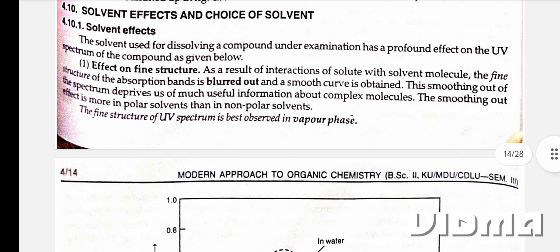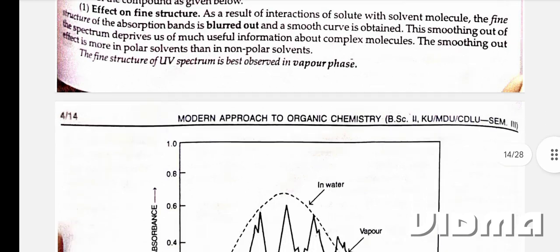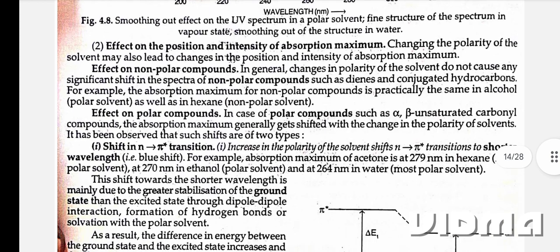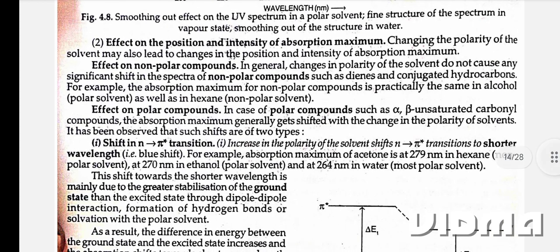This smoothing out of the spectrum deprives us of much useful information about complex molecules. The smoothing out effect is more in polar solvents than in non-polar solvents. The fine structure of UV spectrum is best observed in vapor phase. This is the diagram. Effect on the position and intensity of absorption maximum. Changing the polarity of the solvent may also lead to change in the position and intensity of absorption maximum.